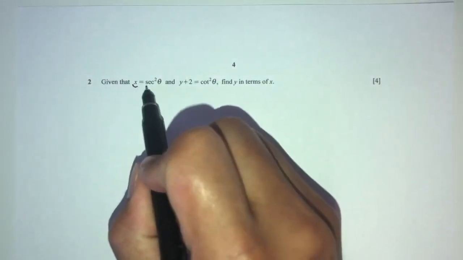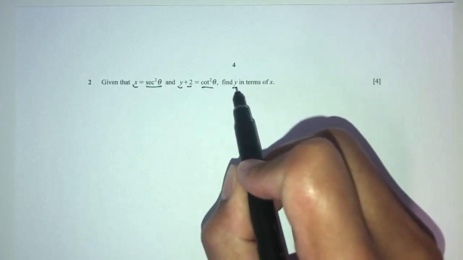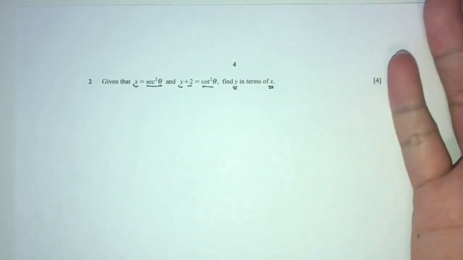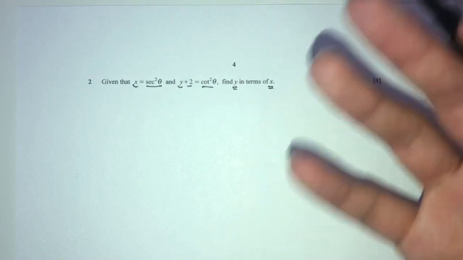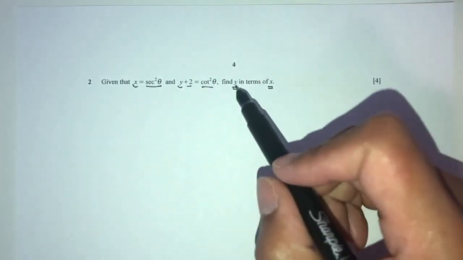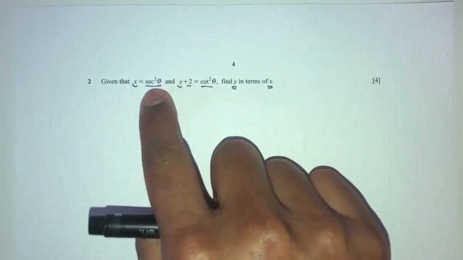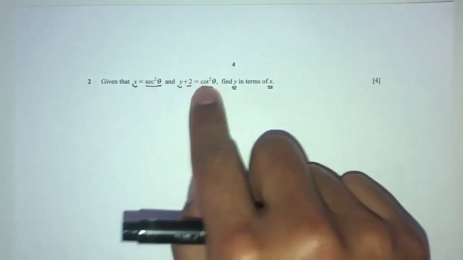Now let's move on to your question number 2. Given that x is equal to this and y plus 2 is equal to this, we have to find y in terms of x. So we have to find a new equation using these two equations where we have y equal to something something x, but these have to be gone. We don't need a third variable, so we don't need this one.